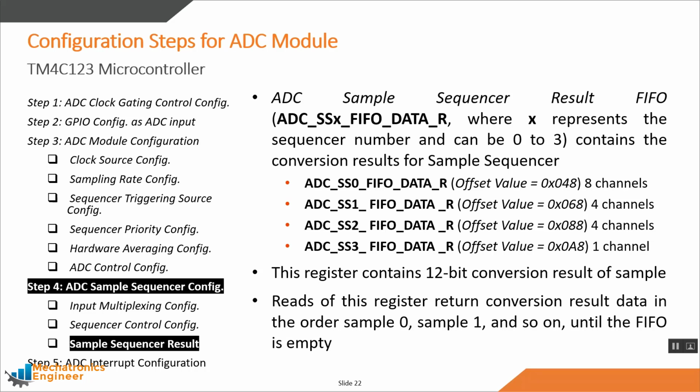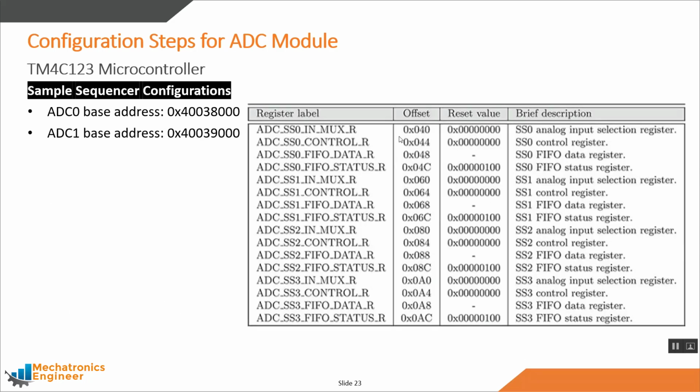Meaning that reading these registers can be read sensitive because these registers act like a FIFO, first in first out memory type. So this table holds the summary of the different registers associated with the sample sequencer's configuration steps as we discussed earlier. So that's all for the sample sequencer configurations. Let's move on to ADC interrupt configurations.